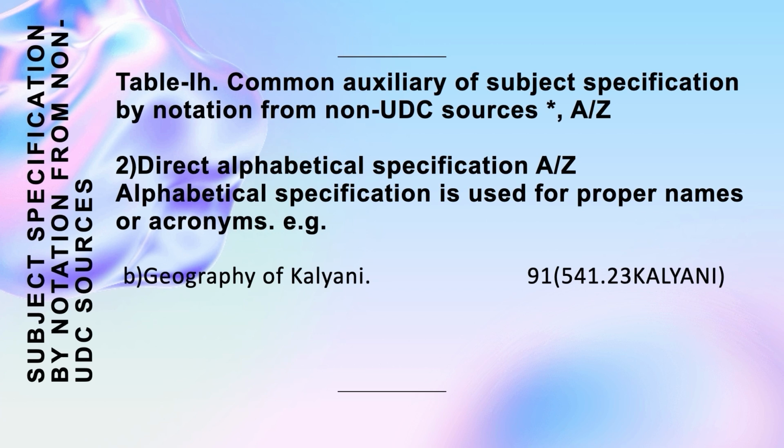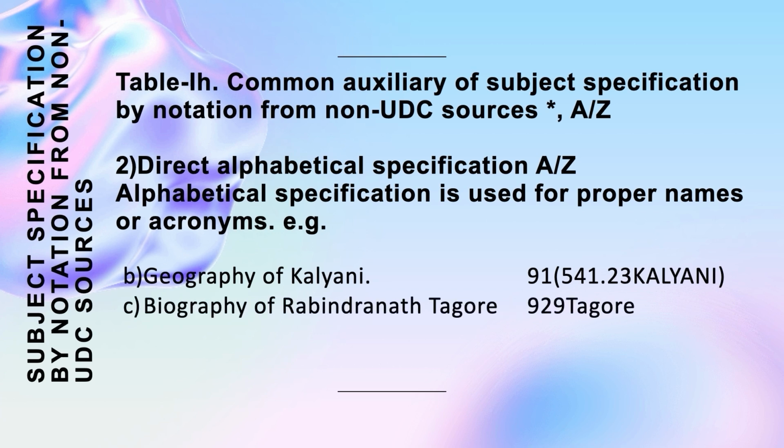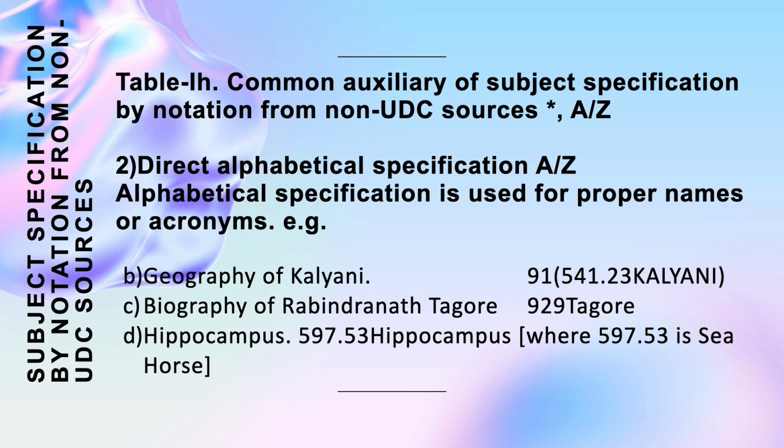Then we can use the alphabetical, that is KALYANI, because it is a proper name, place name. So some people use capitalization, that is K in uppercase, then alyani in lowercase, but we basically use all caps. Okay. So next one, you see biography of Rabindranath Tagore. So the class number 929 for biography, and for Rabindranath Tagore we can use only the alphabet, that is Tagore.